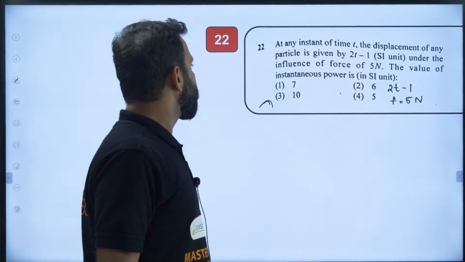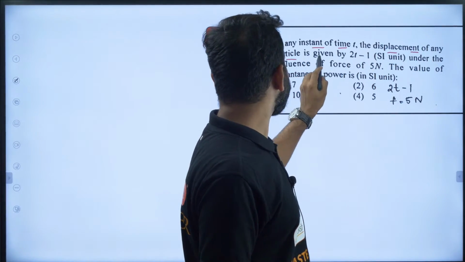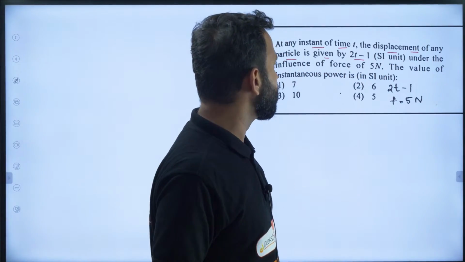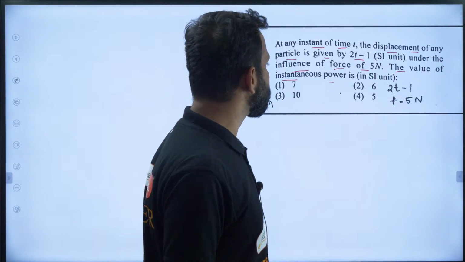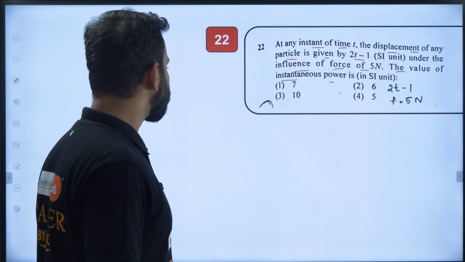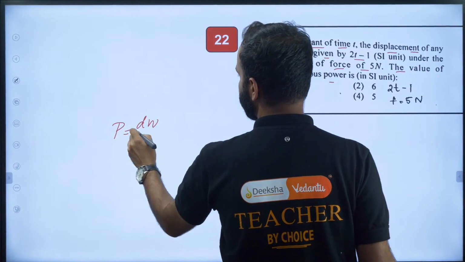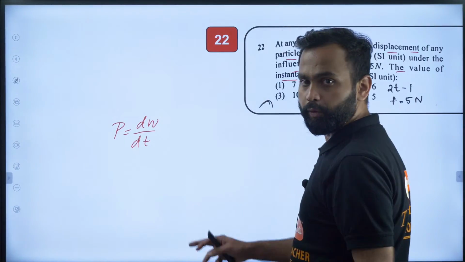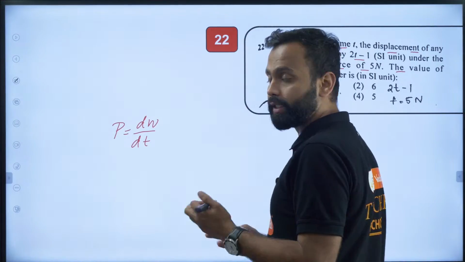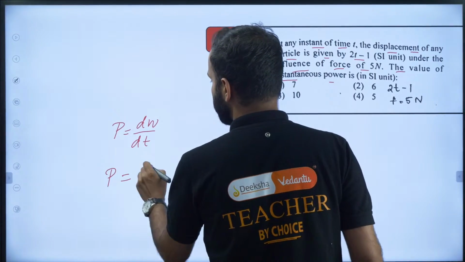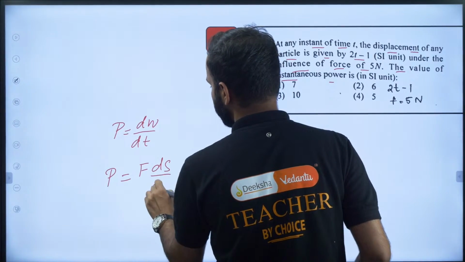Next one, question number 22. At any instant of time t, the displacement of any particle is given by 2t minus 1 under the influence of force of 5 Newton. The value of the instantaneous power is... they are asking instantaneous power, right? You know, instantaneous power, P equal to dW by dt. W is work done, right? Rate of change of work done, isn't it? So work done is force dot displacement, so power is equal to force dot velocity. Force is constant, so ds by dt, right?